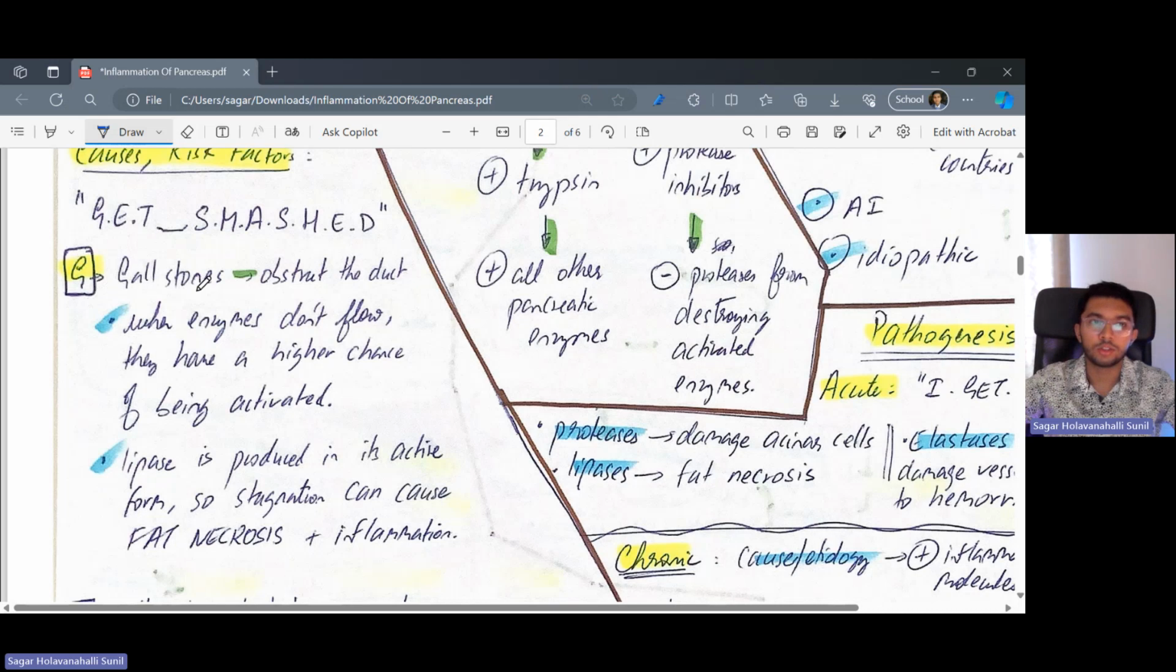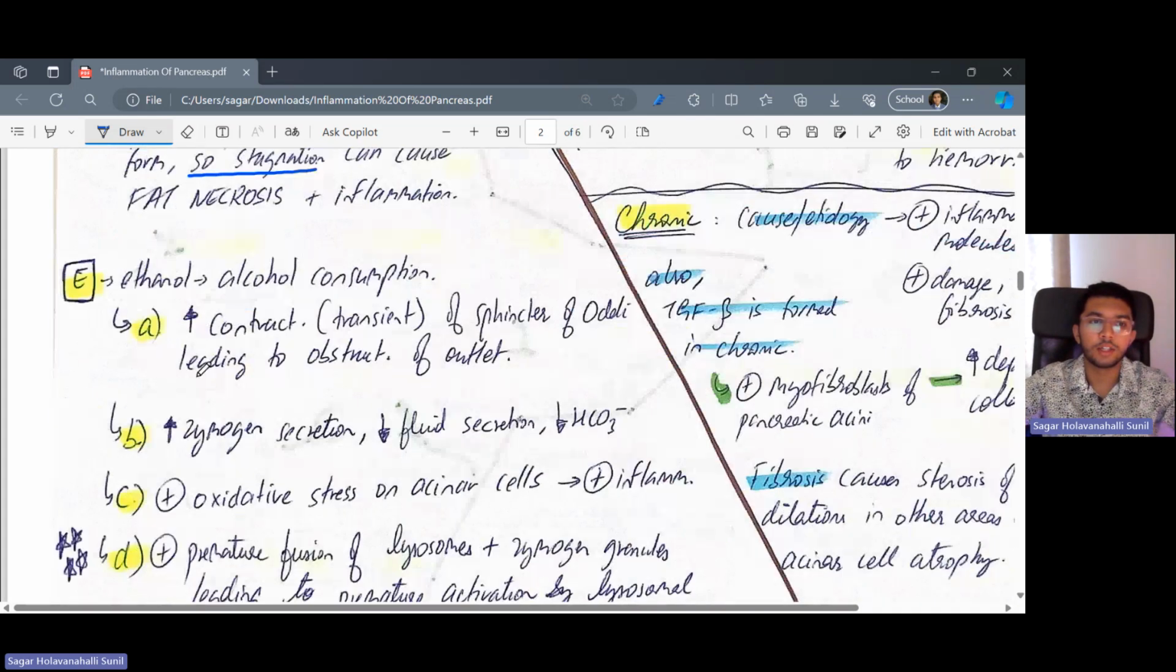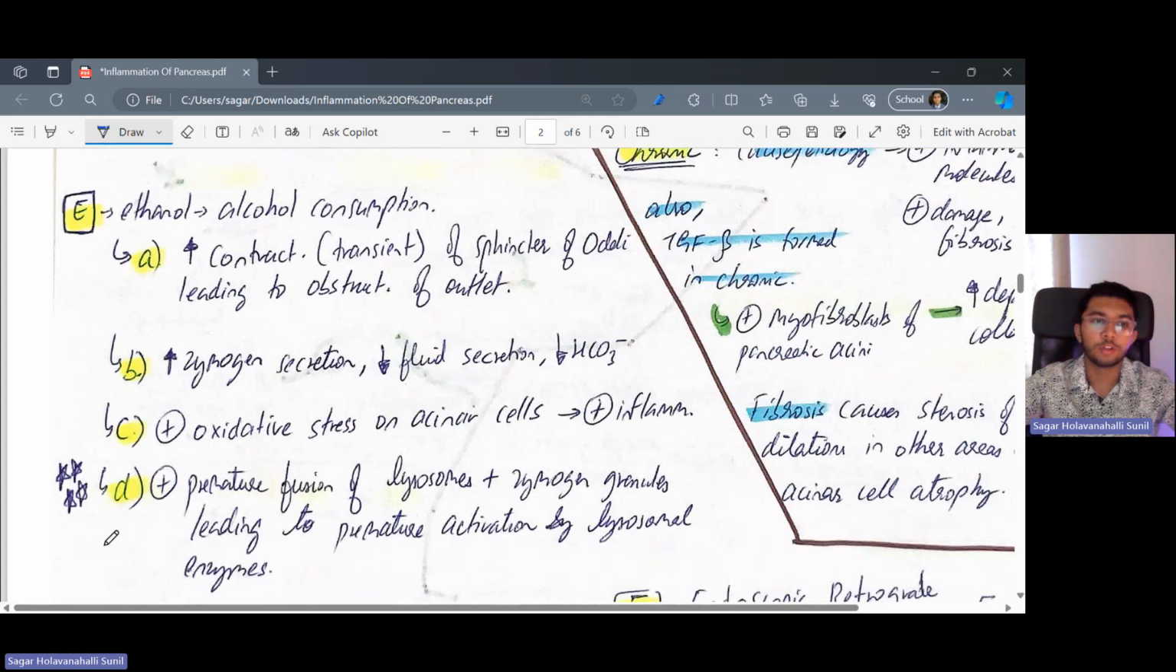So G, gallstones. The main principle of gallstones is that it causes blockage of the excretory pathway of the pancreatic enzymes. Therefore, they'll just be stagnant. At the same time, lipase is usually produced in its active form. So when there is stagnation, this can cause lipase to act within the pancreas itself. It will cause fat necrosis, and of course, there will obviously be inflammation. With the case of ethanol, there are four things that are happening. The fourth one is quite interesting. That's why I put the stars here.